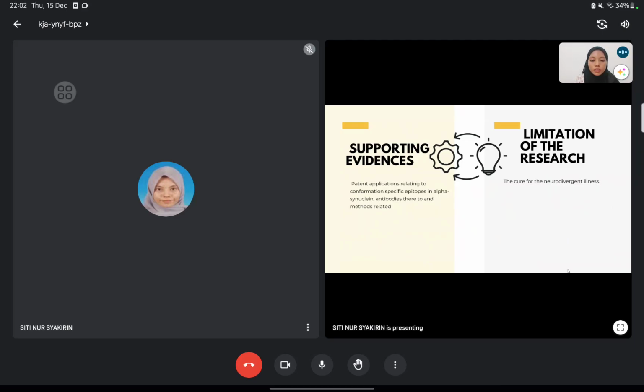For the limitation of the research, it is a way to treat the neurodegenerative illness. It's not a cure for this specific kind of neurodegenerative disease.